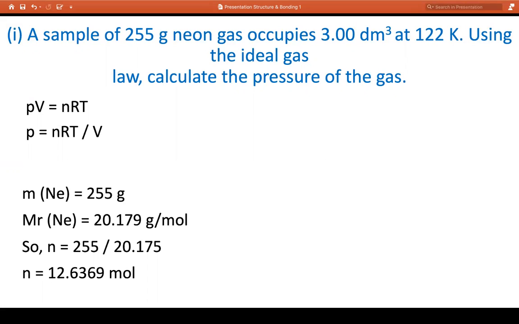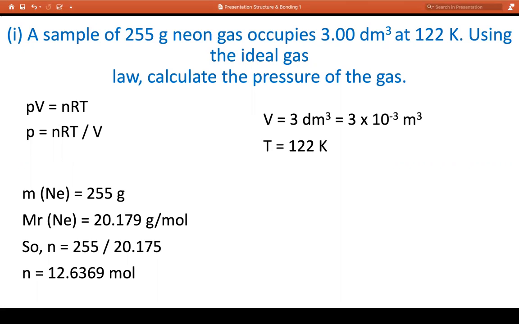20.179 grams per mole. To calculate the moles, we need mass divided by molar mass. That is 255 grams divided by 20.179 grams per mole, and the moles are 12.6369 moles. From the question, the volume is 3 decimeters cubed, and I converted it into meters cubed, 3 multiplied by 10 to the minus 3 meters cubed. And the temperature is 122 kelvins.